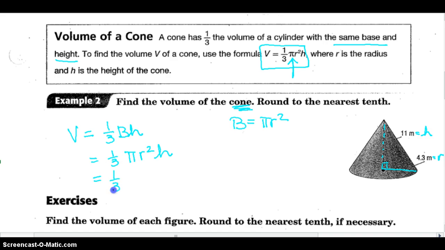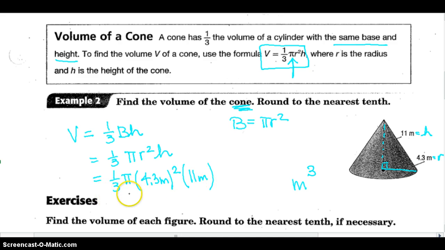So it's 1/3 pi, and you can use your calculator for this, 4.3 meters squared times 11 meters, which is our height. So again, we're going to have meters squared times meters, so our final answer is going to be meters cubed. And when you punch this in, you can take 1/3 of pi and then say 4.3, use your x squared button, and then times 11. Don't forget to then hit equals.